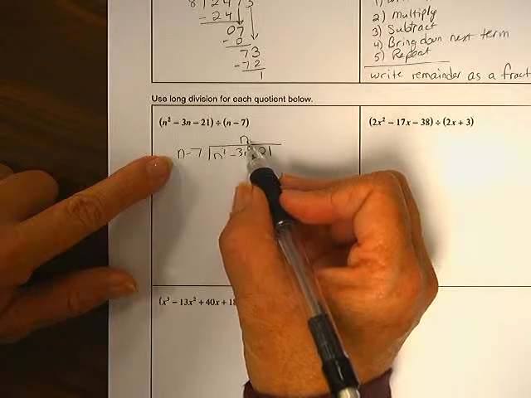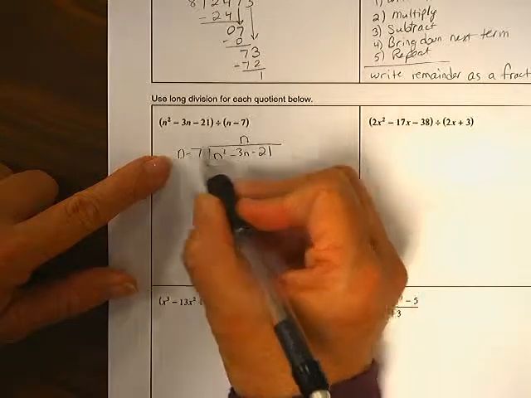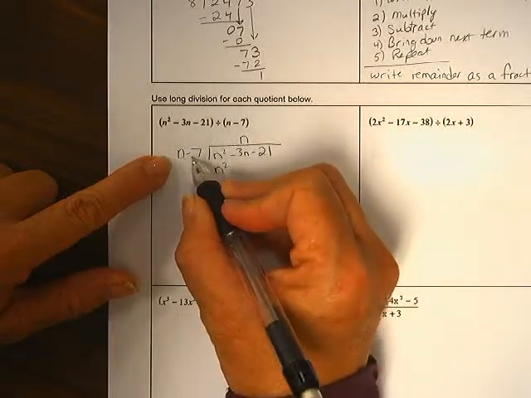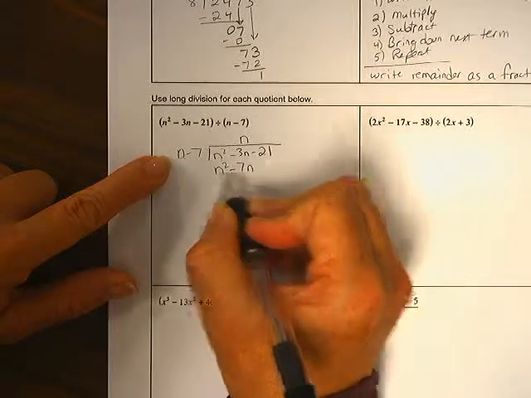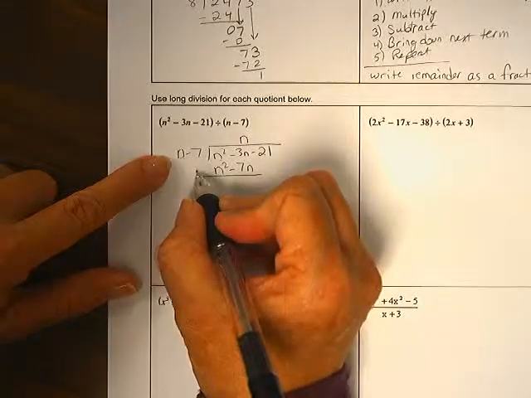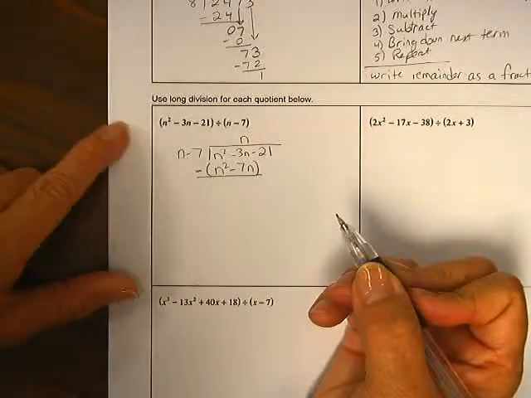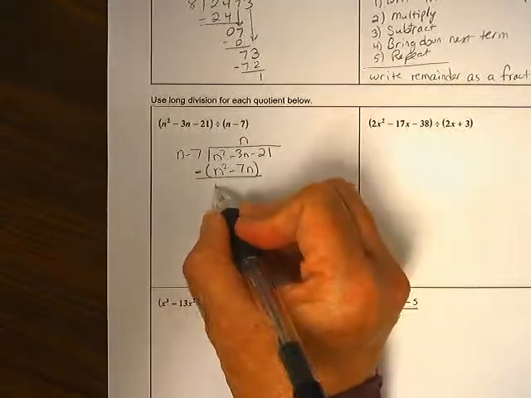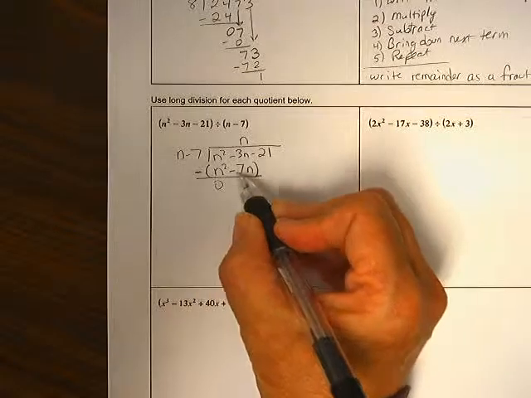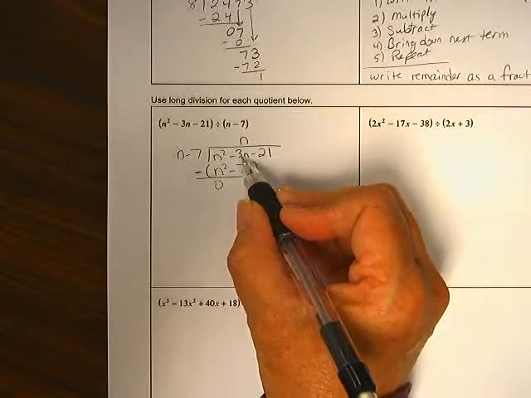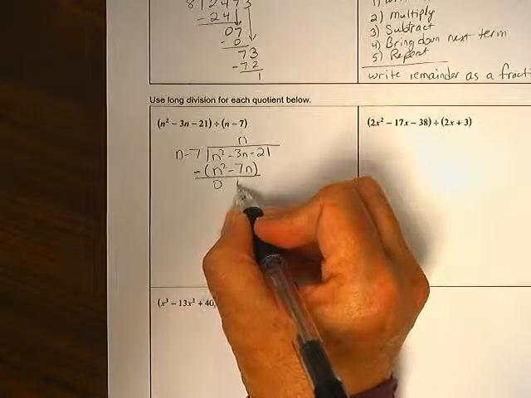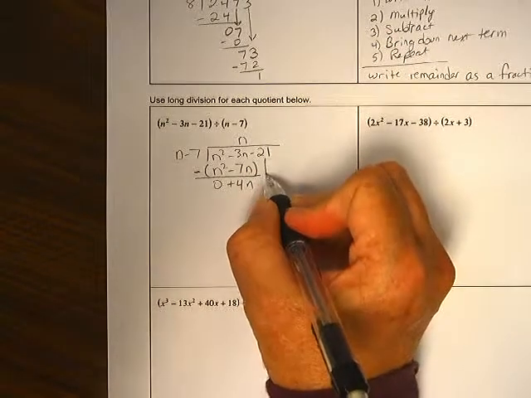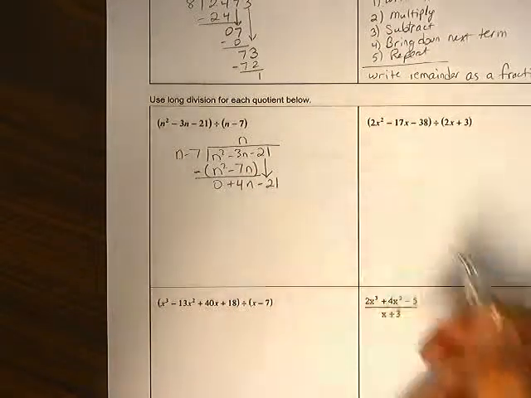Just like with the numbers, our second step now is to multiply what's on top by everything on the left. So n times n is n squared. N times a negative 7 is a negative 7n. Now we want to subtract. So we put the minus sign and put parentheses around there to remind yourself you are subtracting everything here. So n squared minus n squared is 0. Negative 3n minus a negative 7n. This becomes a positive, so negative 3n plus 7n gives us a positive 4n. And just like above, we bring down the next term. So in this case, it's a negative 21.